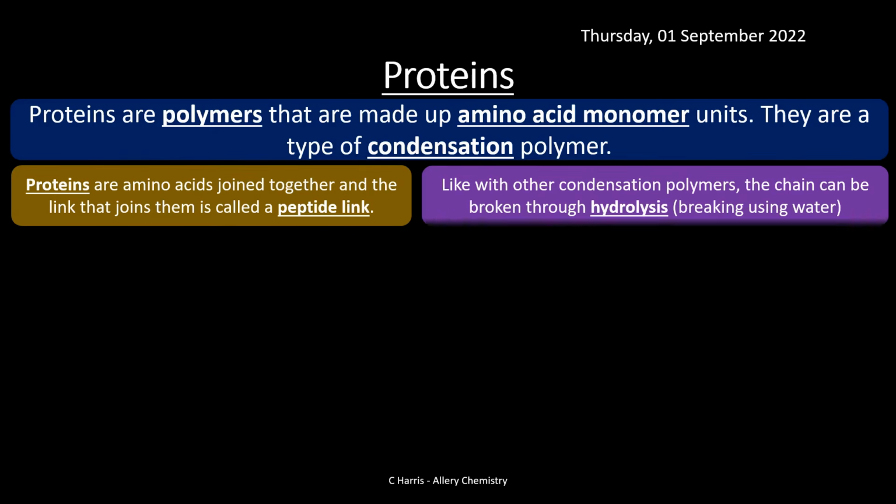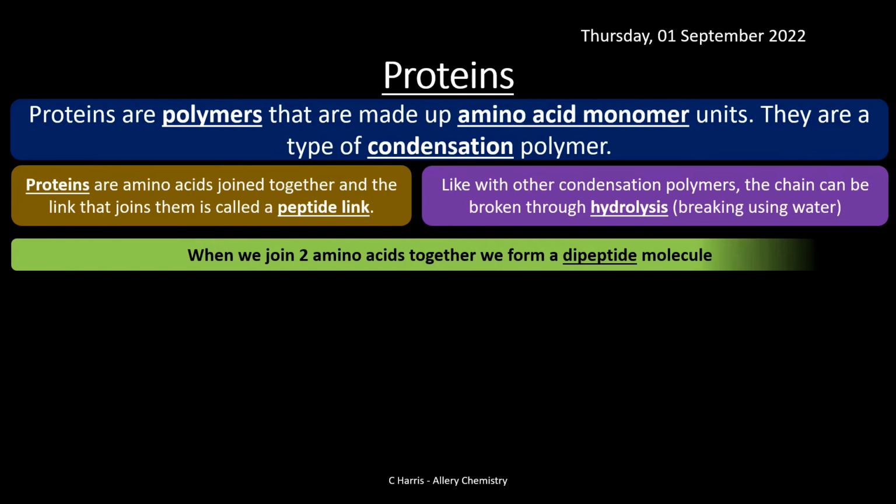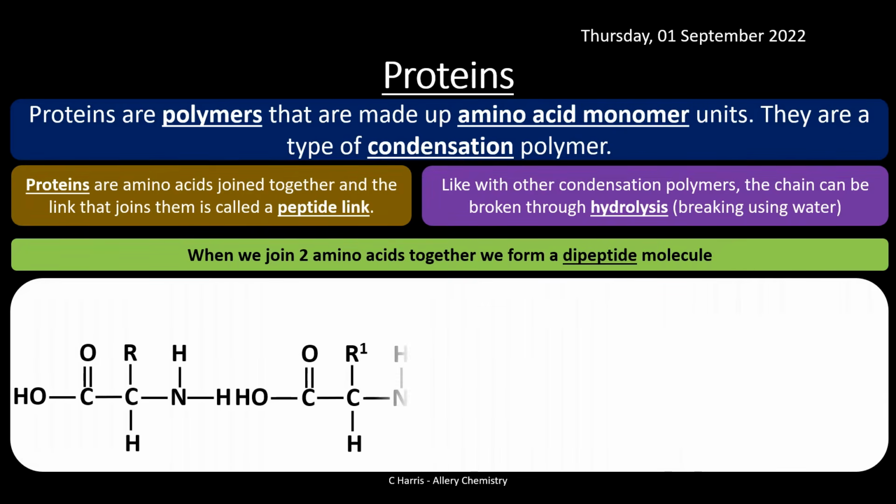The link that joins them is called a peptide link. Like with other condensation polymers, the chain can be broken through hydrolysis, which is breaking using water, remember? Hydro meaning water, lysis meaning to break. And when we join 2 amino acids together, we form a dipeptide molecule. So let's have a look.